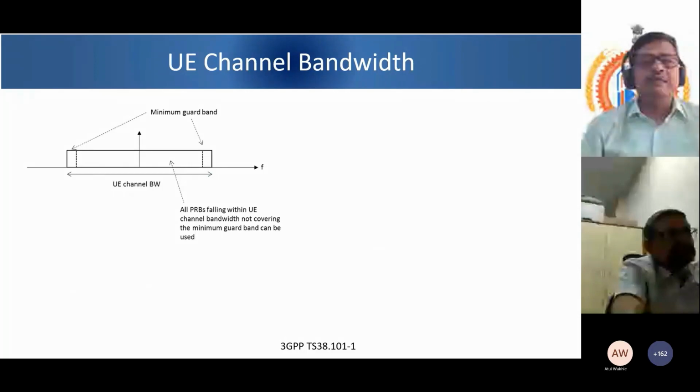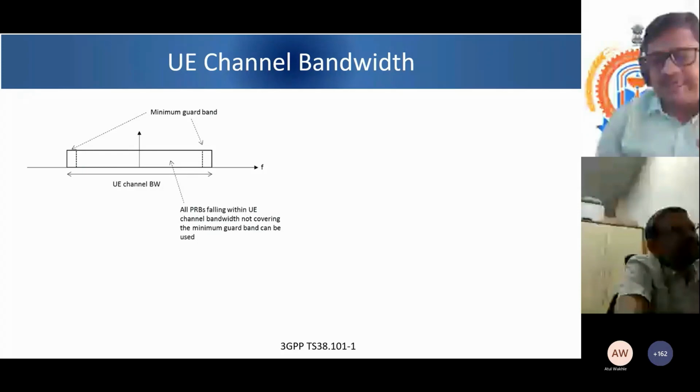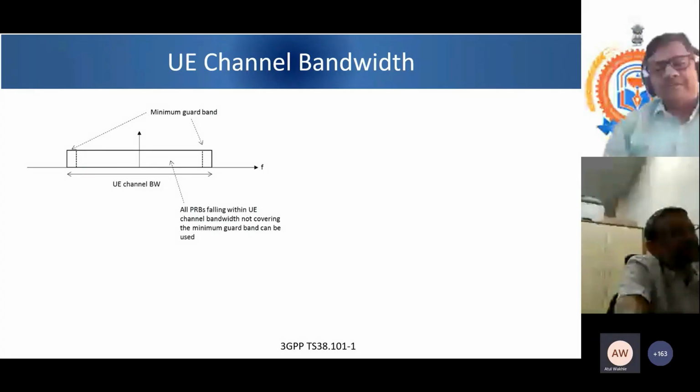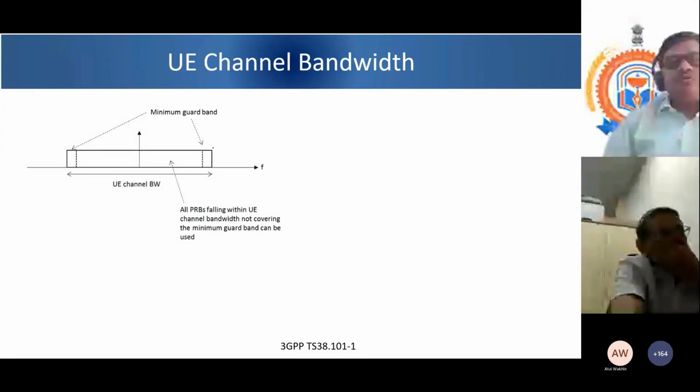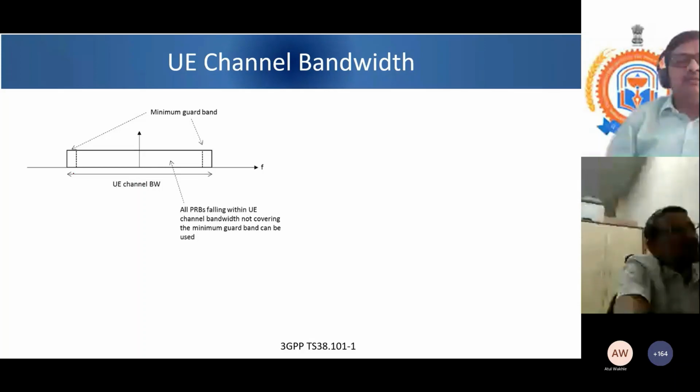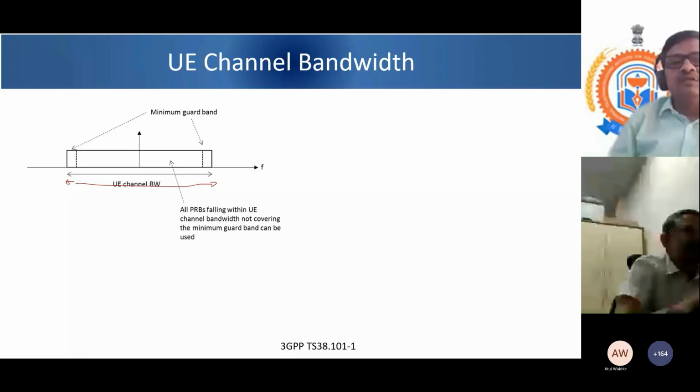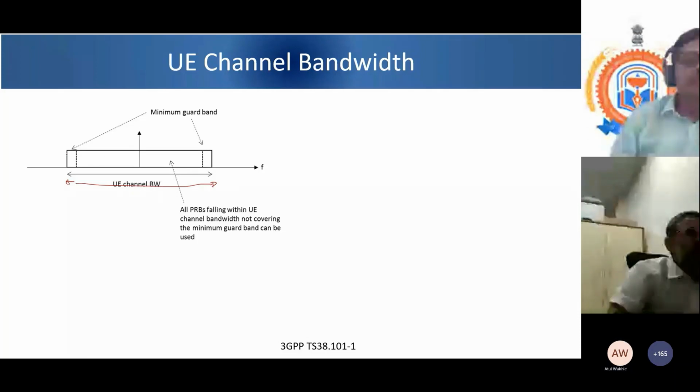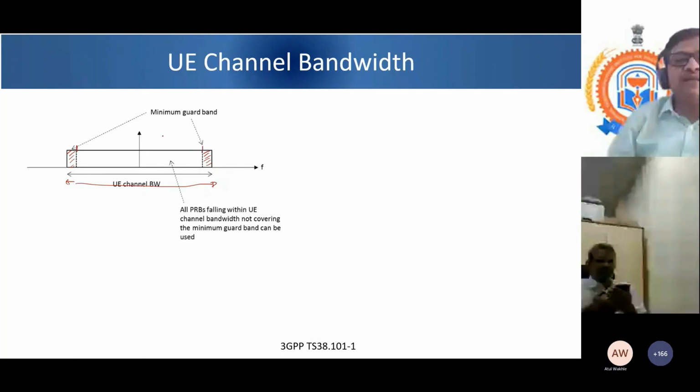So let us look at UE channel bandwidth. We discussed in the previous slide, this is also taken from the same standard. From this place to this place, we called it channel bandwidth, if you recall. And we are removing this guard band, and then whatever we are getting is the transmission bandwidth.